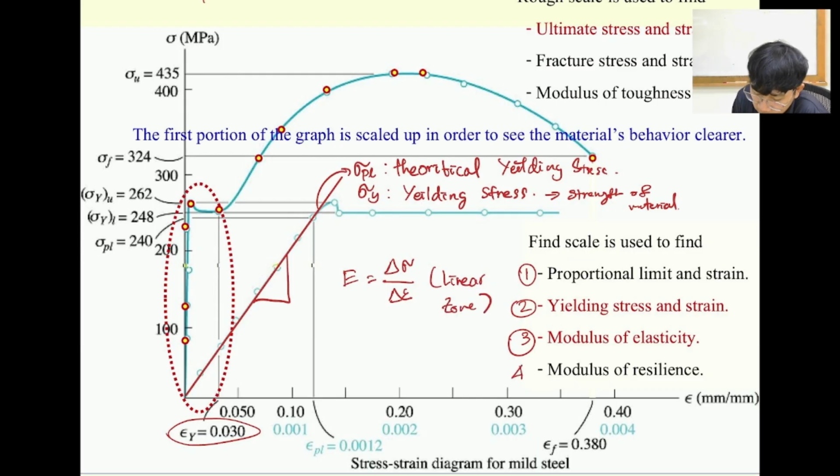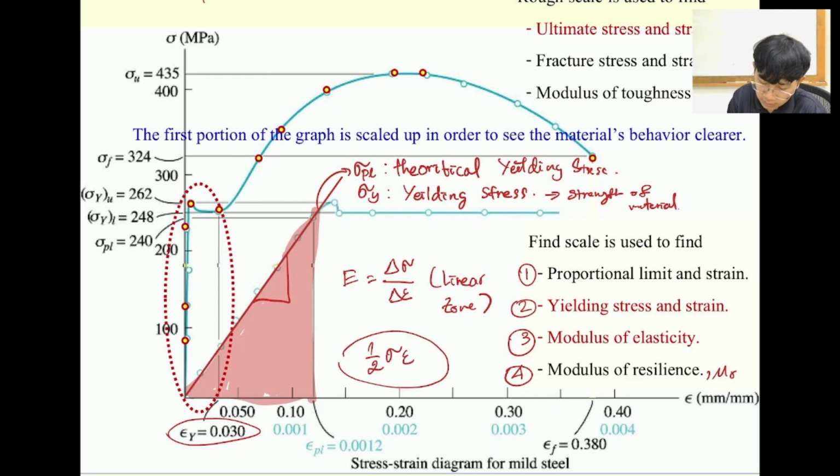Fourth one is going to be the modulus of resilience. Are you familiar with this? Modulus of resilience basically is the energy under the proportional line over here, which is the total area under the proportional curve. It can be easily determined by the area below, which is 1 over 2 stress multiplied by strain in the linear zone. Okay, I just write it down as PL. PL. Okay, so this one is UR.